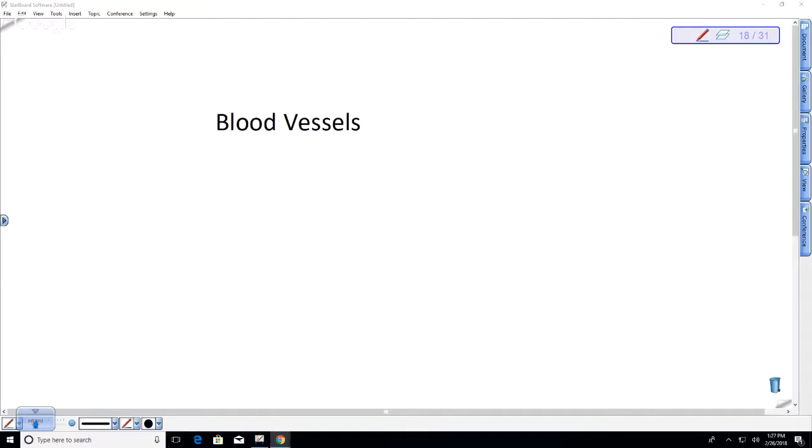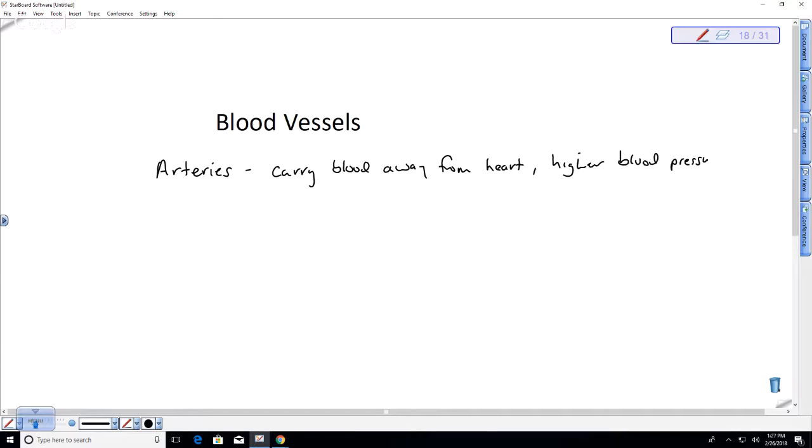Okay. So we've already mentioned blood vessels. We've talked about the arteries. Arteries, by definition, carry blood away from the heart. And in terms of blood pressure, it is always higher in the arteries. Okay, so we have a higher blood pressure. And in the major arteries, we actually have a pulse.